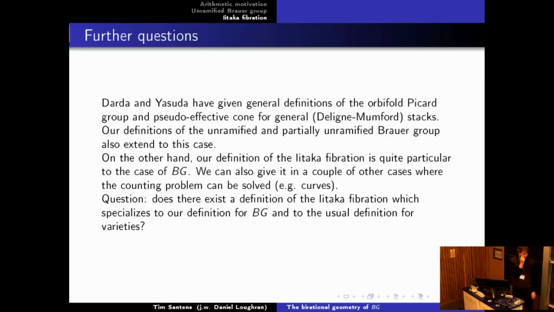Another question: we have given this definition of the Ithaka fibration, but there are two things that generalize this notion: the orthogonal K group and the pseudo-effective cone. For general stacks, to make sense of the effective cone, you need some assumptions, of course. Similarly, the definitions of the ramified and partially ramified Brauer groups we can also extend to these cases. On the other hand, our definition of the Ithaka fibration is very specific to the case of BG. And if anyone has any idea how to make sense of this for a general stack, I would be happy to hear it. Thank you.